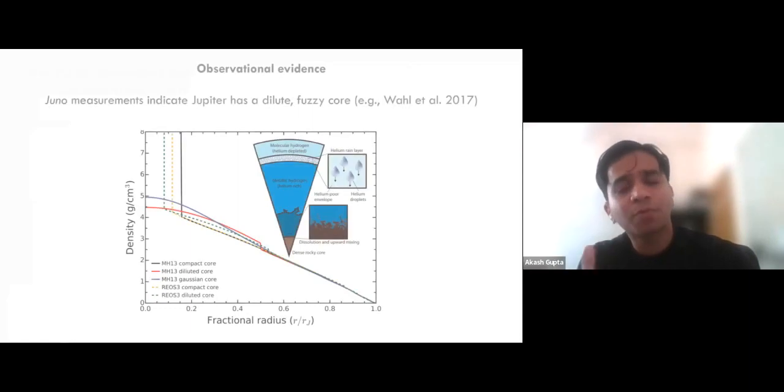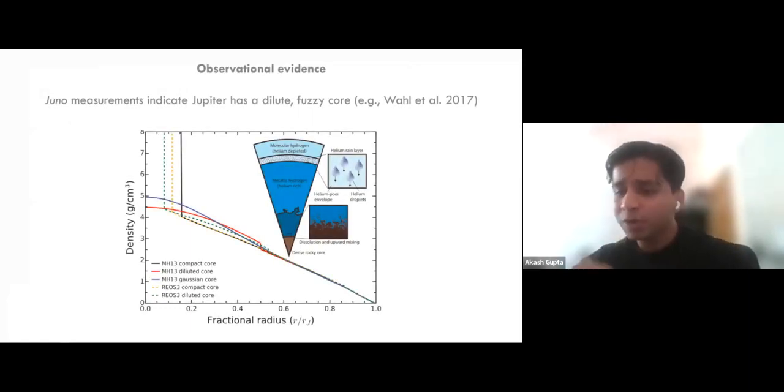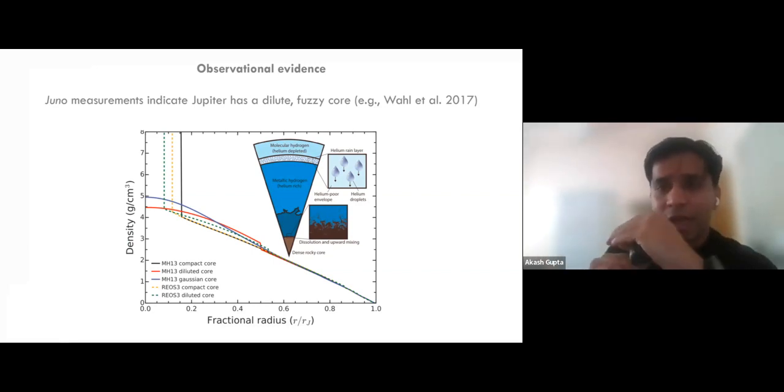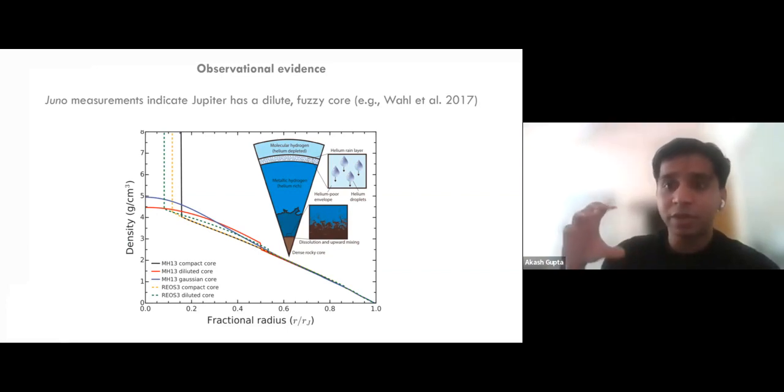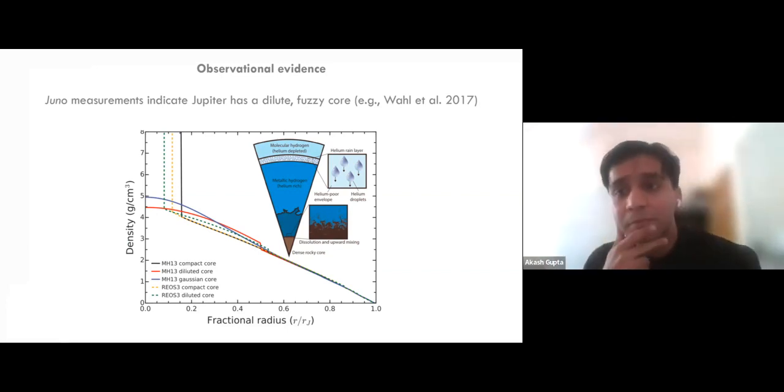In fact, we have observational evidence for this already. Thanks to measurements from Juno, we know that Jupiter's core and atmosphere are not really inert. In fact, Jupiter's core is diluted because of its interaction with the atmosphere.